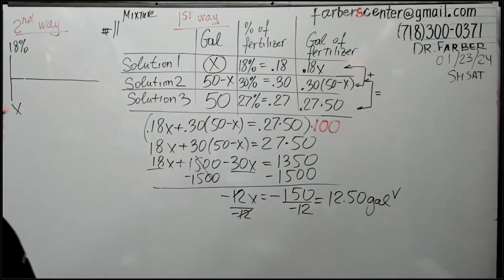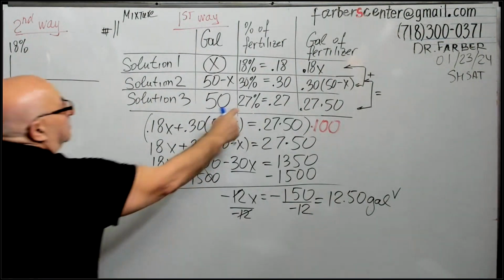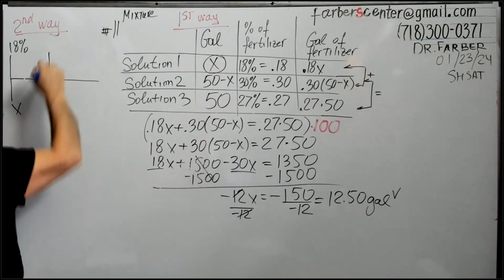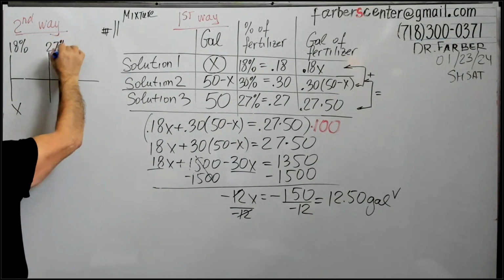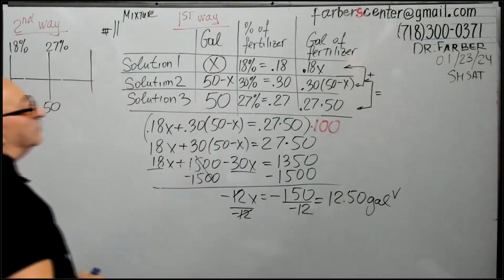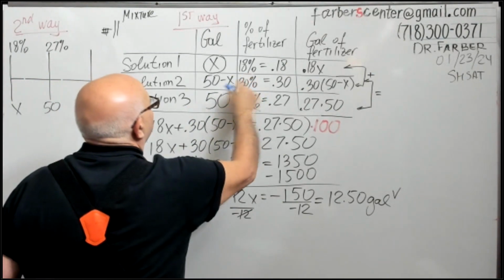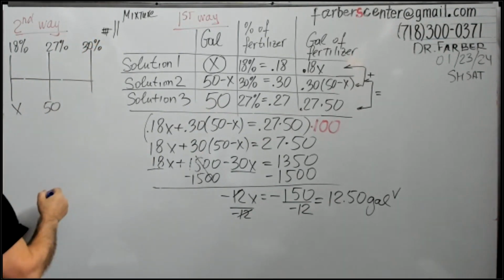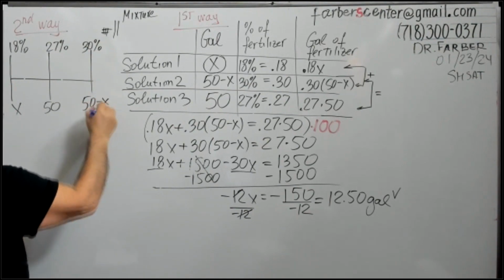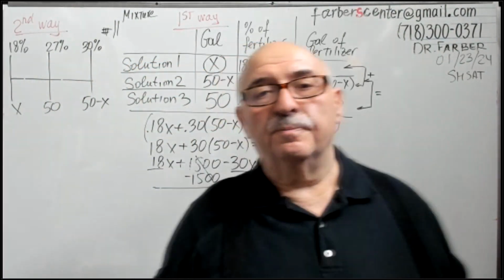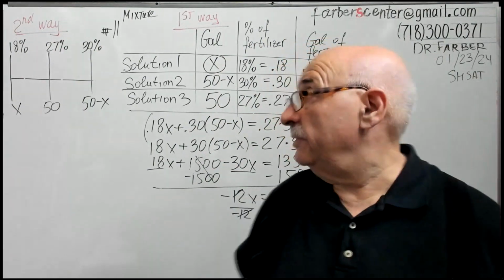So far so good. 27% is 50. This is our mixture. And make sure all is in the middle. 27% is 50. And finally, one more line related to this guy. This is 30%. And this is 50 minus X. We don't need this table. I just read this problem and organize data around this. So far, so good. You can build it this way.